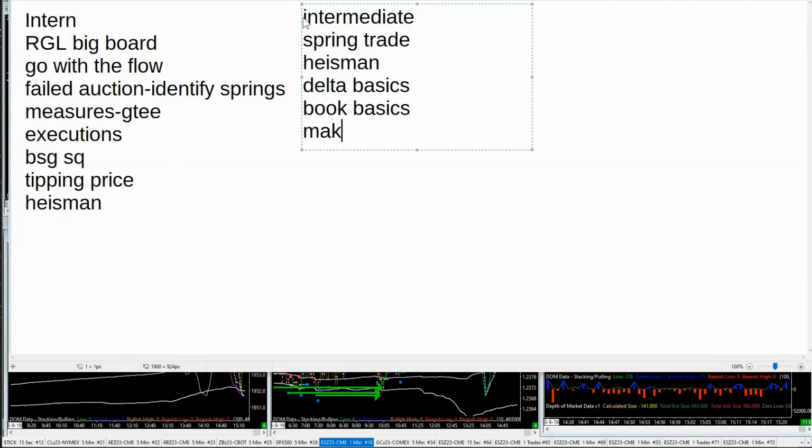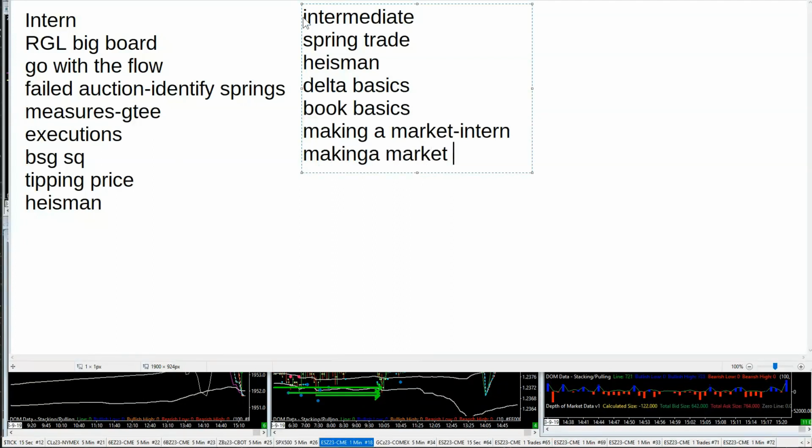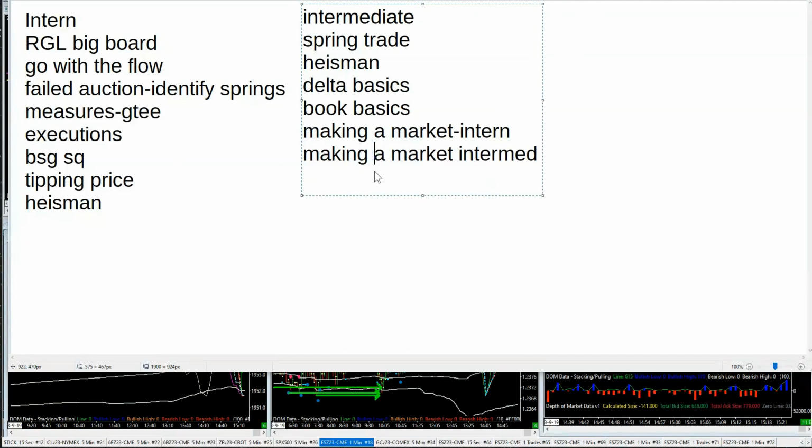We'll be making a market. So when we make a market, obviously what we're going to be doing is we're going to start making a market from an intern's point of view. And then we'll obviously start making a market from an intermediate's point of view. So we start to make markets. We start to play those making a market games as part of that intermediate process.